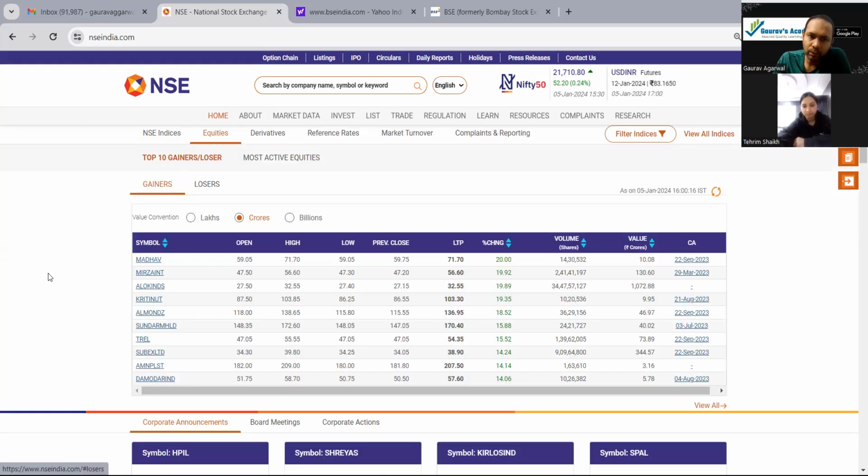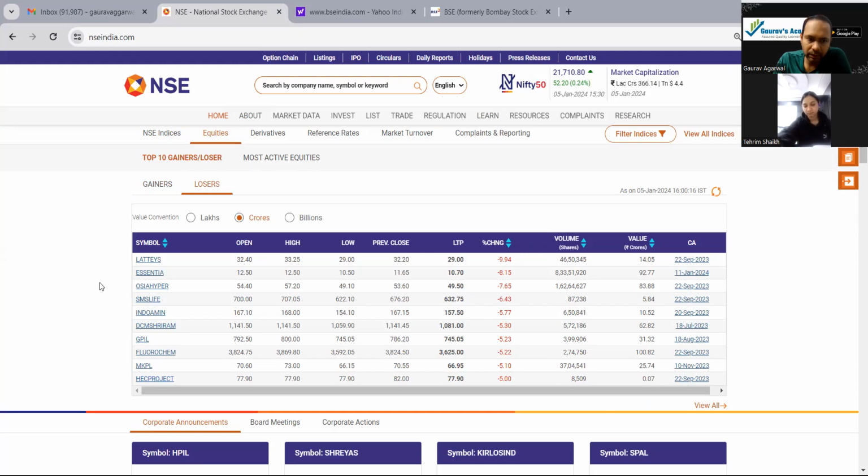And then if you go to losers, here you can see that these stocks were down on that day, right? You can see that the first stock was down on Friday by 9.94 percent. You can see all the stocks which are a certain percentage down, right? So if you want to see the stocks like this, you can visit here and see the stocks. Okay. Fine.